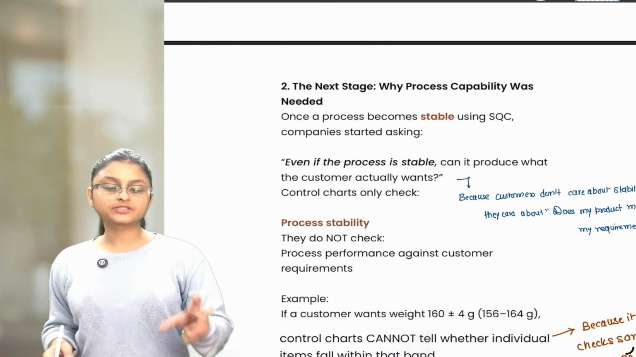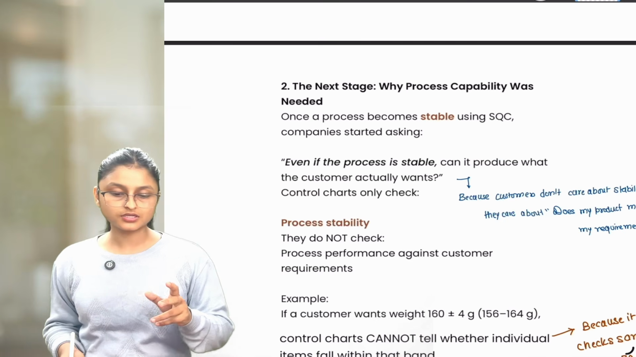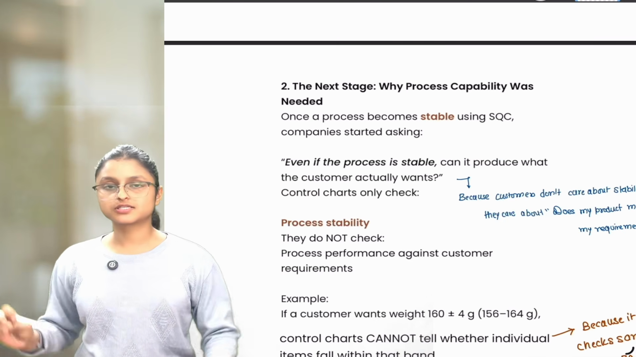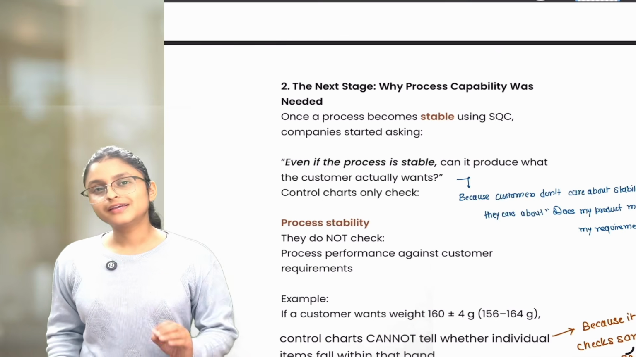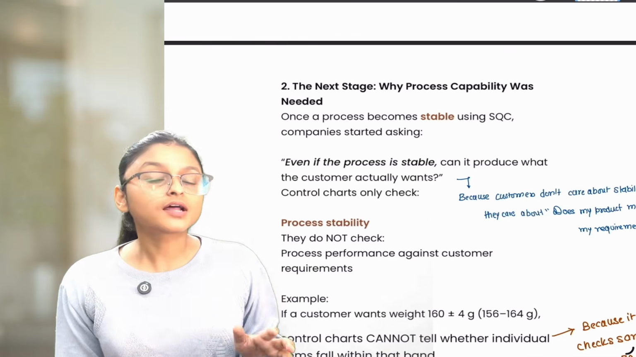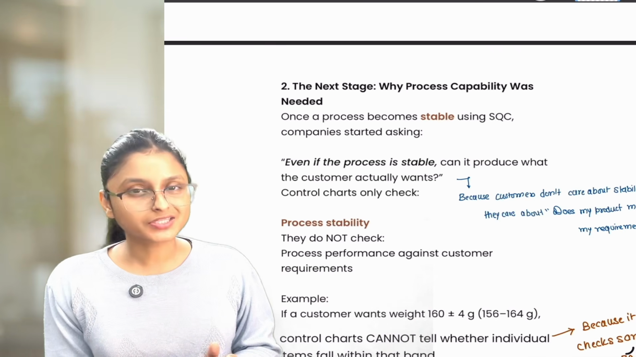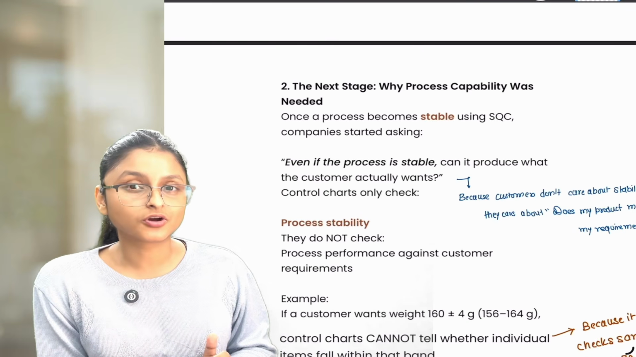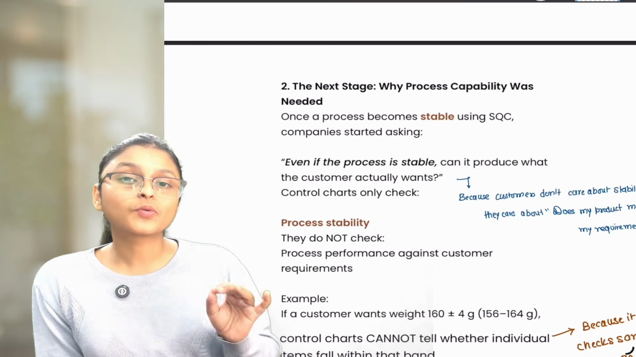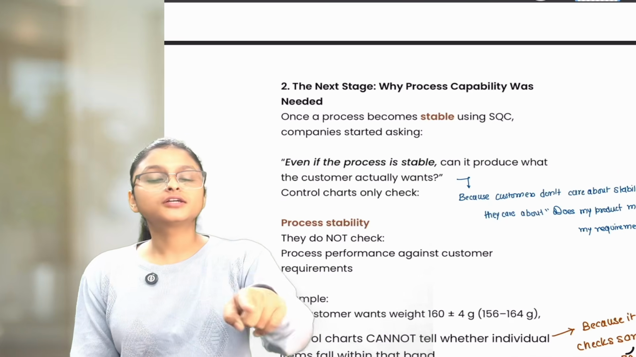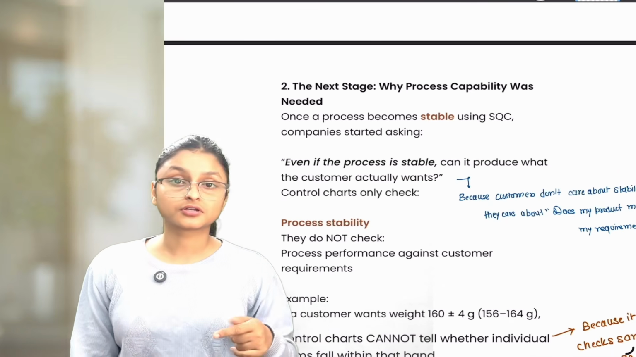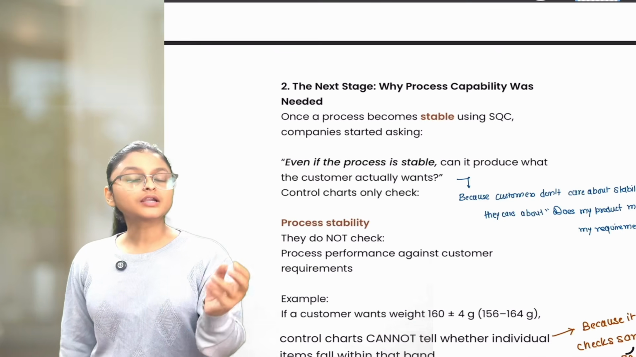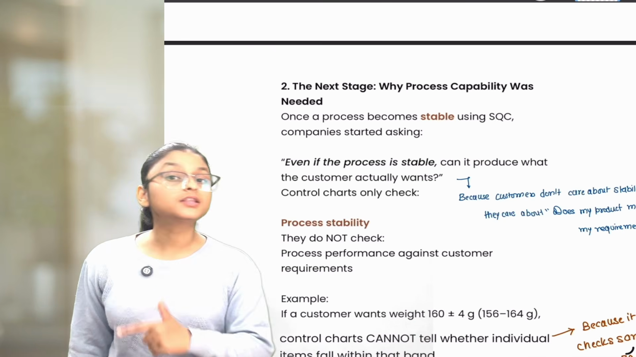Now, once a process is stable using SQC, companies started asking: even if our process is stable, is our process able to produce what our customer wants? Because think about it, your customer doesn't care whether your process is stable or not. He cares only about one thing, whether your product is able to fulfill his requirements or not. If it is, he'll buy that product. Otherwise, he'll go to some other competitor.